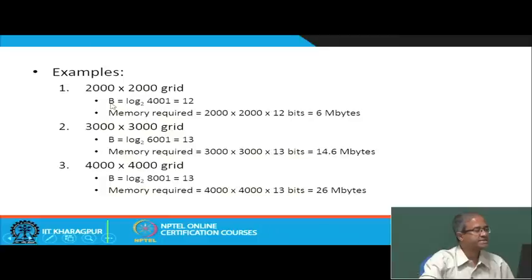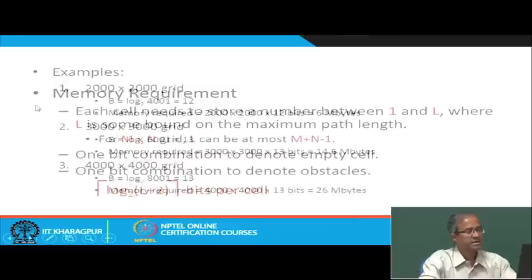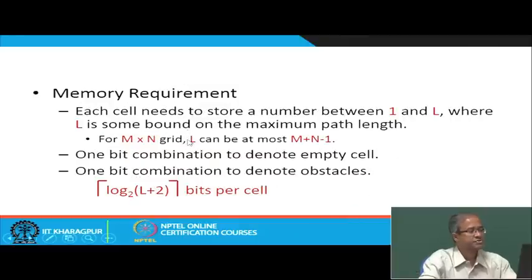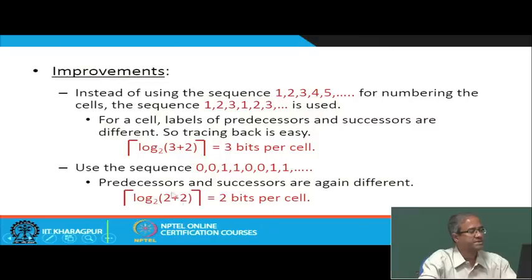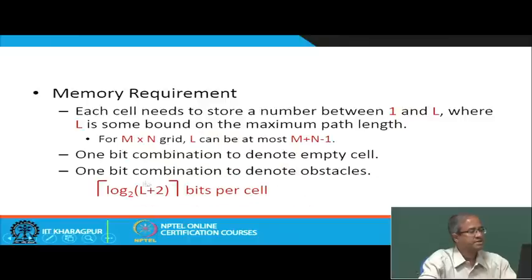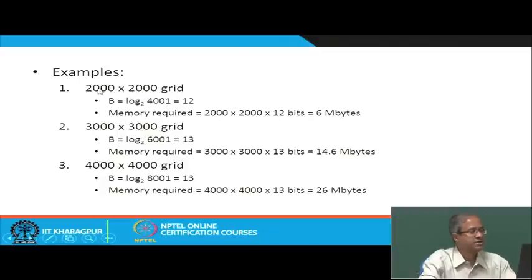B indicates the number of bits. This L, actually L and B is the same, m plus n minus 1. So, m plus n, this 12 is the number of bits, this L plus 2, this we are calling as B, capital B. Okay. Now, it is m plus n minus 1 plus 2, it becomes m plus n plus 1. So, m is 2000, n is 2000, 2000 plus 2000 plus 1 is 4001.